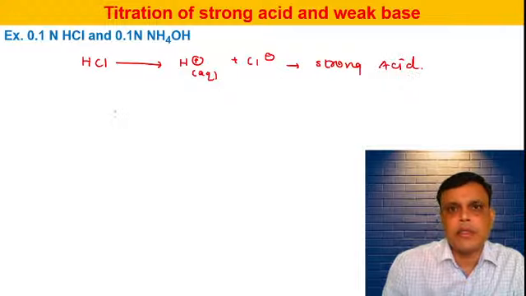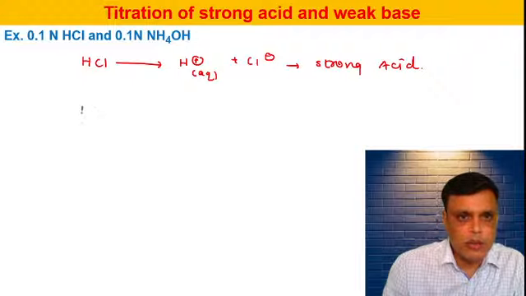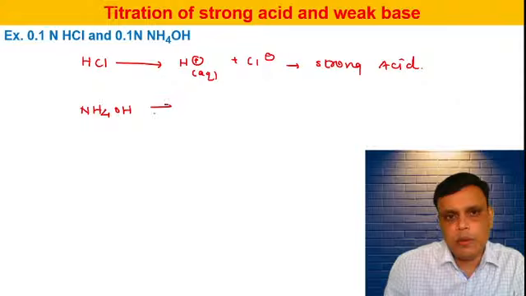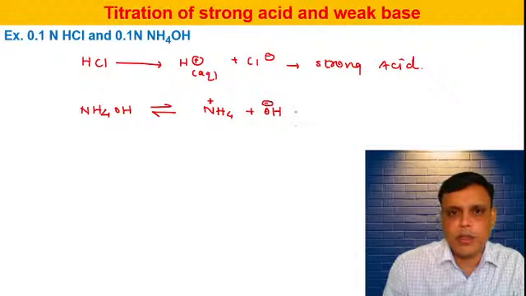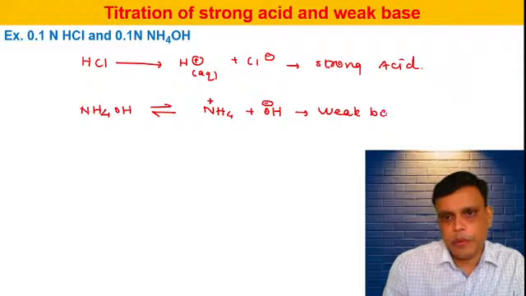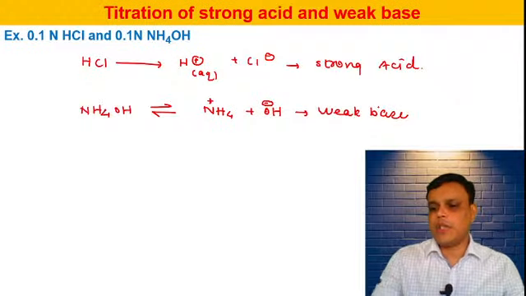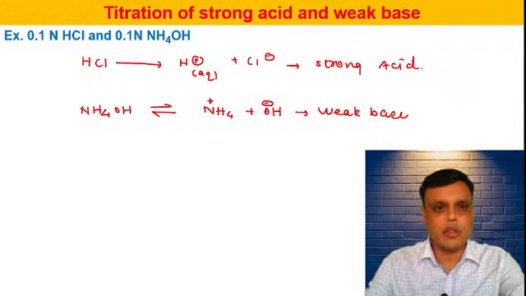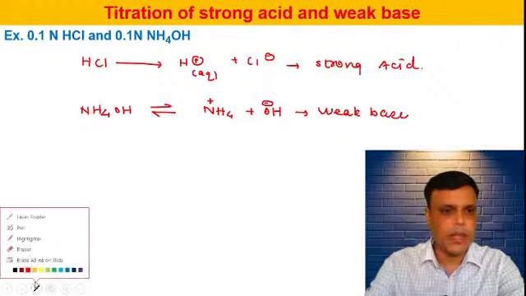While ammonium hydroxide does not dissociate completely. It reversibly gives ammonium cation NH4 plus and OH minus. It does not dissociate completely, so it is called a weak base. So this is the titration we are going to see today. Okay, understood? These two examples.